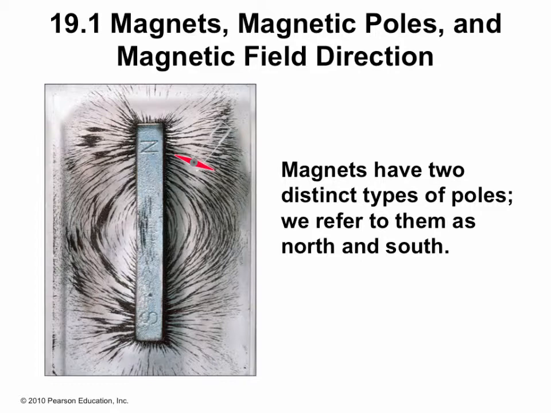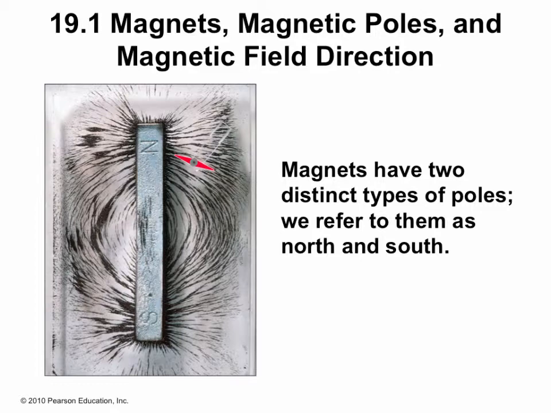19.1, we're going to talk about magnets and magnetic poles and then magnetic fields. Magnets are a lot like a positive and negative charge, and there's a magnetic field which is very similar to an electric field. The two are related. We're just going to talk about magnets in chapter 19, and then in 20 and 21 we'll show how the two are connected a little more in depth.